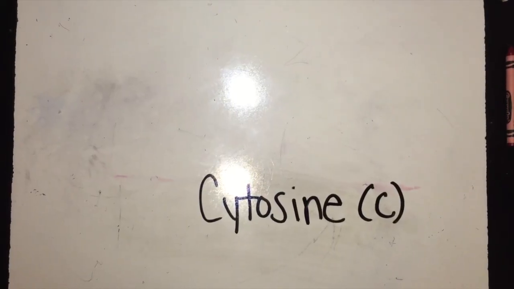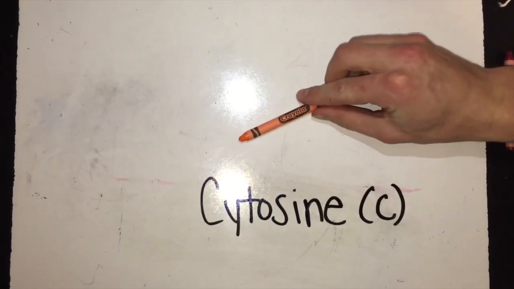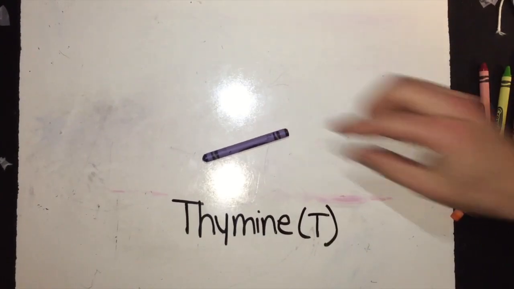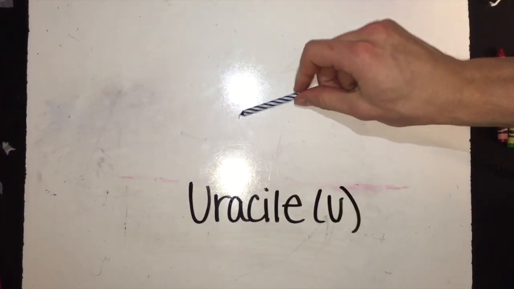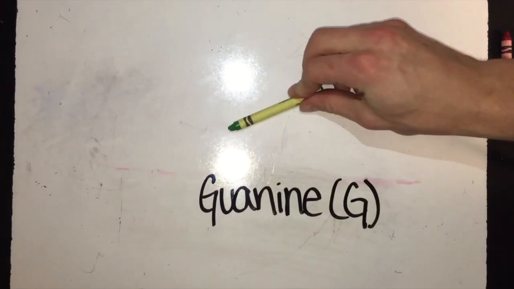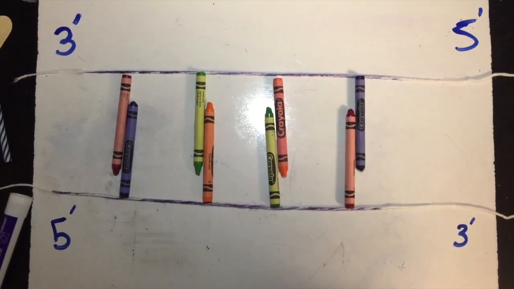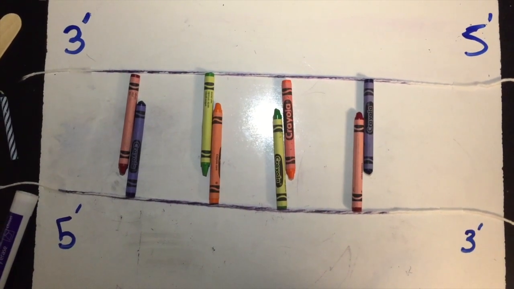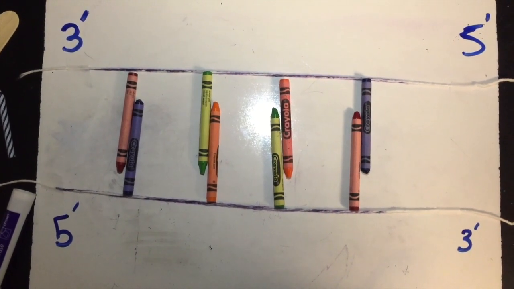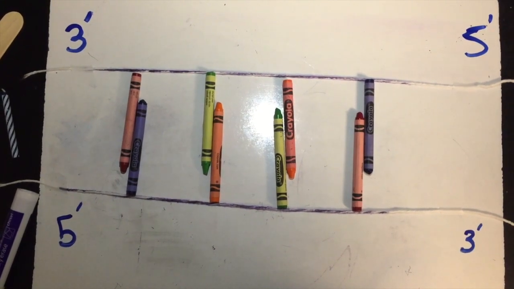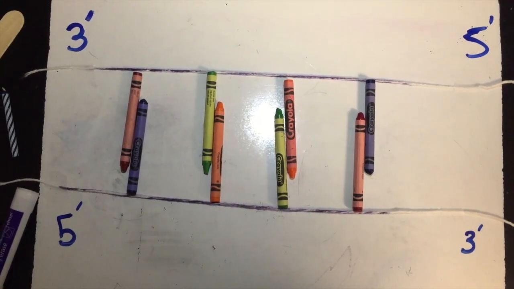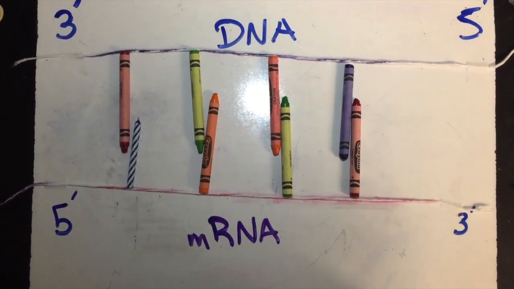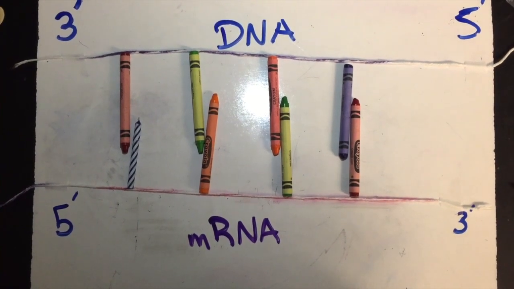And here are the nitrogenous bases. Orange, cytosine. Red, adenine. Blue crayon, thymine. Blue candle, uracil. Green, guanine. In DNA, the nitrogenous bases always pair with the same ones. So A and T pair together and C and G pair together. And the strands are anti-parallel, so the 5' end is with the 3' end on the other side. In mRNA, thymine is replaced with uracil, so the blue crayon is replaced with the blue candle.